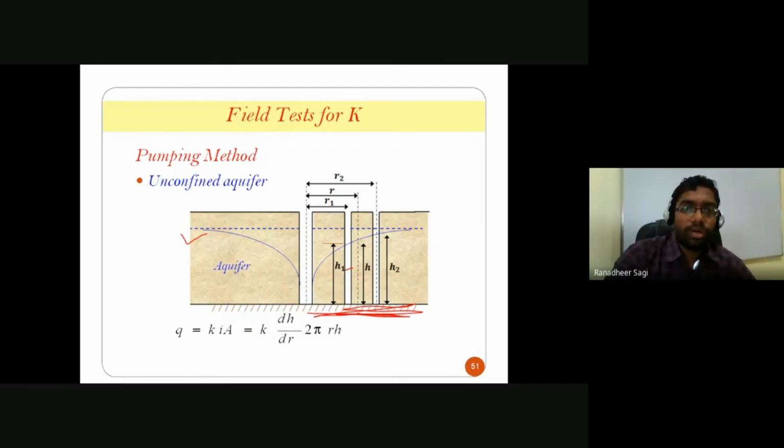Okay, so now, same story again. Borehole. This is the initial position of the water table.